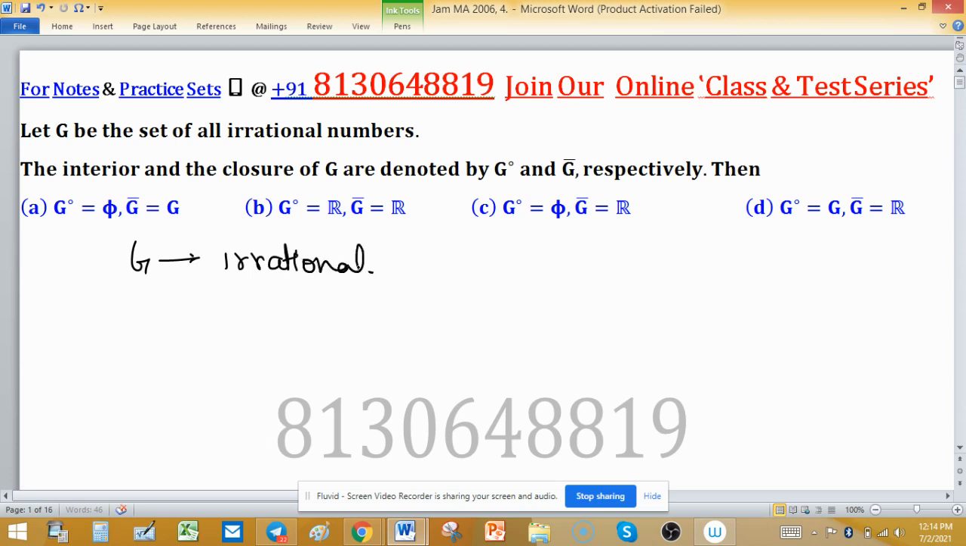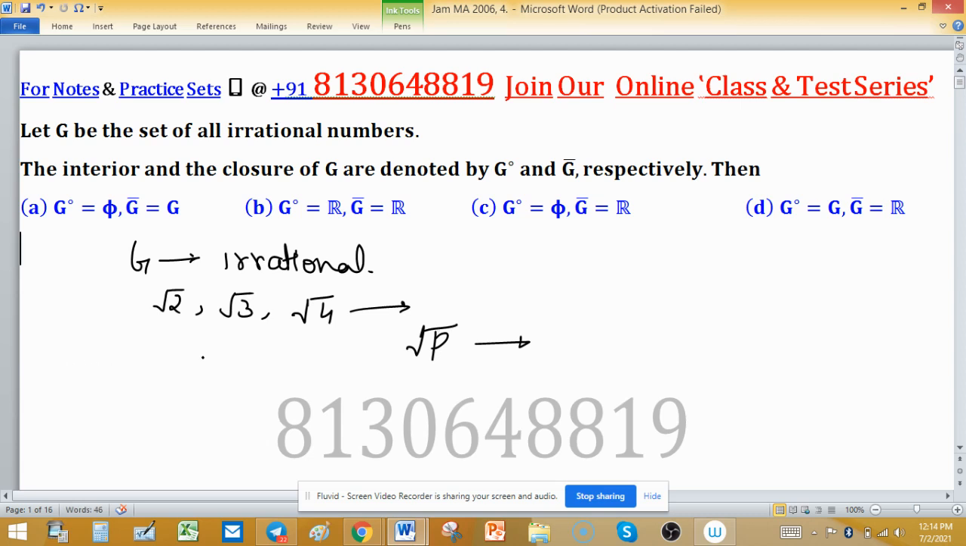So first, we should know what an irrational number is, like root 2. These are some very commonly known examples. Root 4 is not, but these are some irrational numbers. In terms of decimal expansion, if the decimal expansion never ends and never repeats, then that number is also an irrational number. So if p is a prime, then the square root of p will be an irrational number. Now find the interior and closure of G.